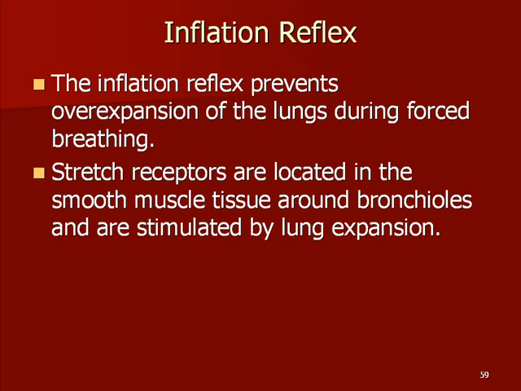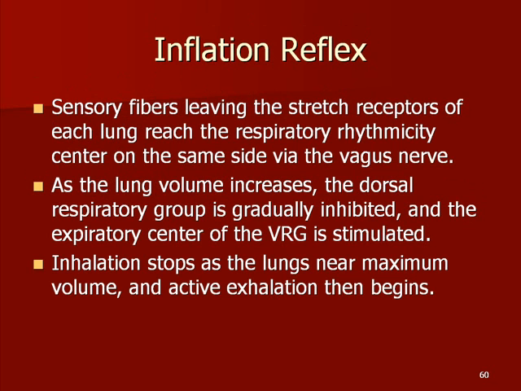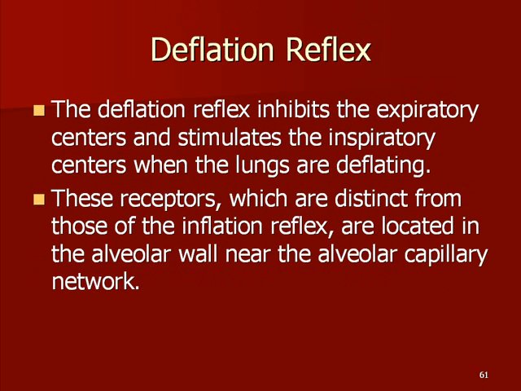Stretch receptors are located in the smooth muscle tissue around the bronchioles and are stimulated by lung expansion. Sensory fibers leaving the stretch receptors of each lung reach the respiratory rhythmicity center on the same side via the vagus nerve. As lung volumes increase, the dorsal respiratory group is gradually inhibited and the expiratory center of the VRG is stimulated. This goes back to the illustration we looked at earlier. Inhalation stops as the lungs near maximum volume and active exhalation then begins.